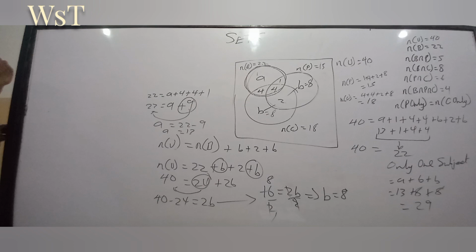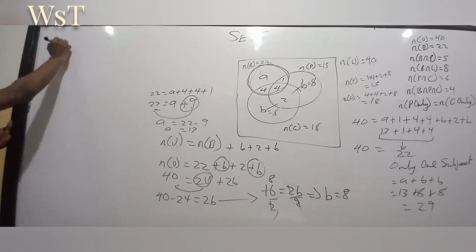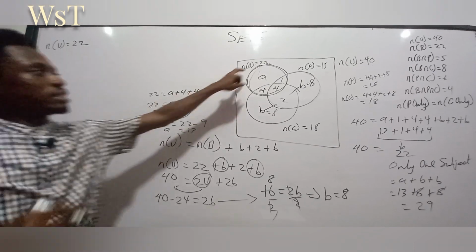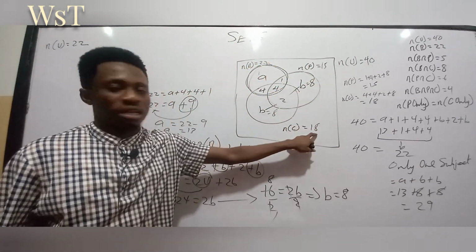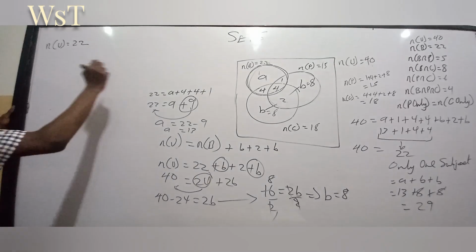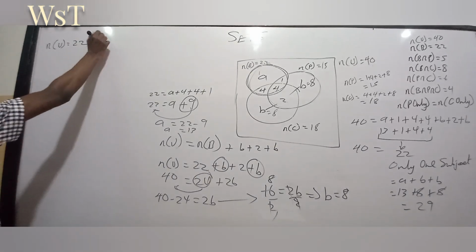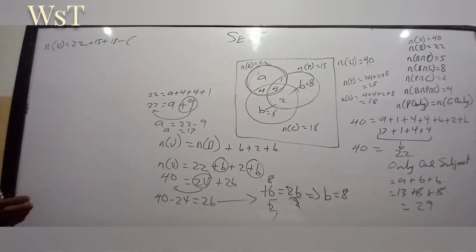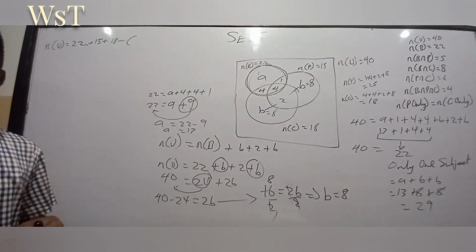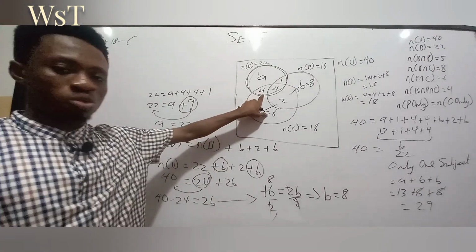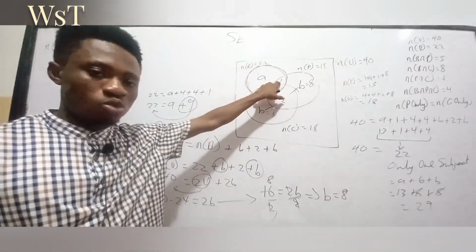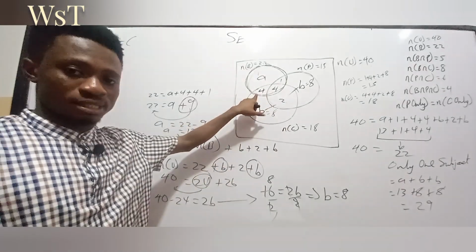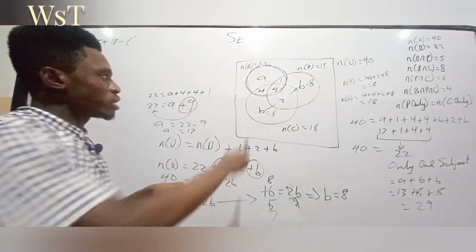So the formula says that the union is equal to the totals, which is 22, 15 and 18, minus the two-subject parts. So 22 plus 15 plus 18, minus the two subjects. Which one is the two subjects? This is only 2, this is only 2, only 2. To get the two subjects, you see we subtracted, so you add it back.